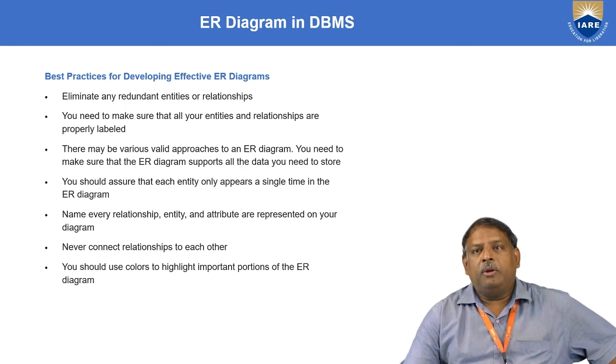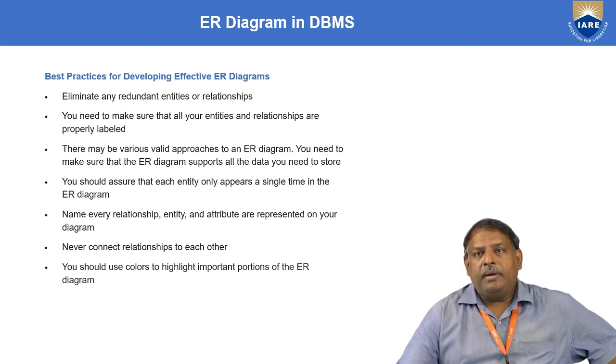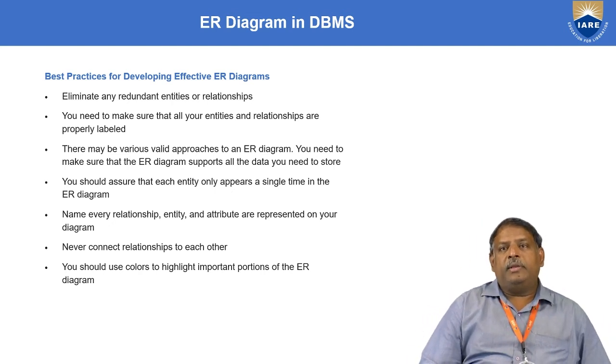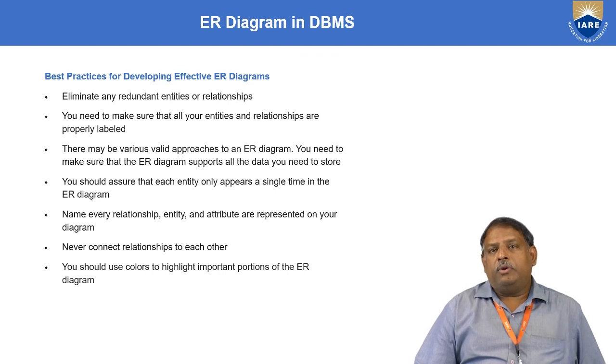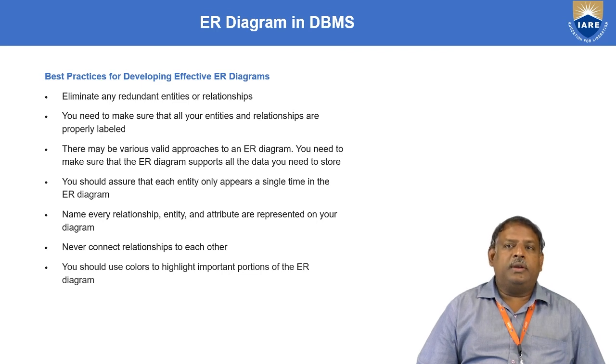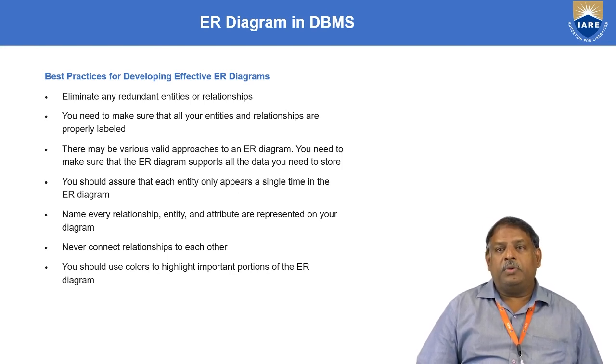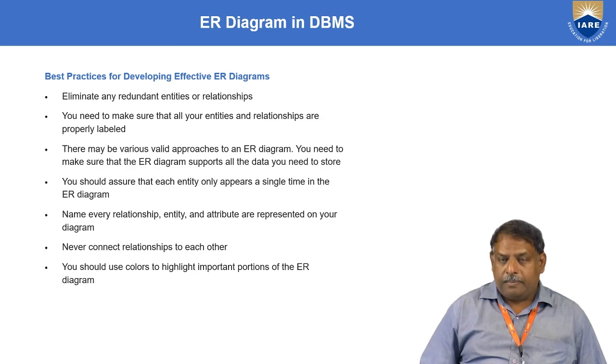Now, the best practices for developing effective ER diagrams. Eliminate any redundant entities or relationships. You need to make sure that all your entities and relationships are properly labeled. There may be various valid approaches to an ER diagram. You need to make sure that the ER diagram supports all the data you need to store. You should ensure that each entity appears only a single time in an ER diagram. Name every relationship, entity, and attribute represented in the diagram. Never connect relationships to each other. You should use colors to highlight important portions of the ER diagram.